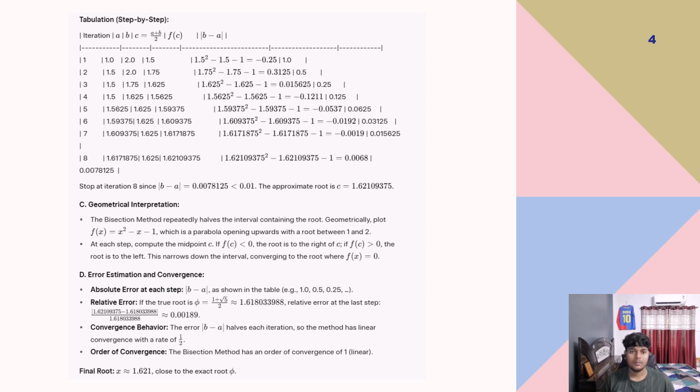Coming to part D, error estimation and convergence. At each step, the absolute error is half the interval length. After 5 iterations for [1, 2], the interval is (1/2)^5 = 0.03125, so the error is about 0.0156. Relative error depends on the root's value, roughly 0.0156 divided by 1.618, which is approximately 0.0096. The method converges linearly with order 1, as the error halves in each step. I have tabulated these results in my slide for clarity.